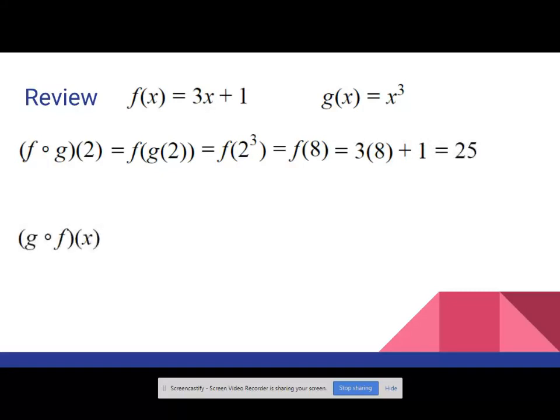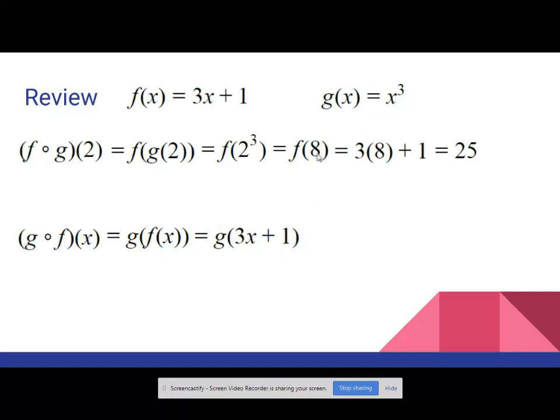Similarly, if you were doing g of f, we would work from the inside out. We would do f of x first. So f of x would be 3x plus 1. We don't know what x is, so we just leave it as 3x plus 1. And then we're going to take whatever this is, 3x plus 1, and take g of that. So 3x plus 1 becomes the x. We're replacing x with whatever this is.